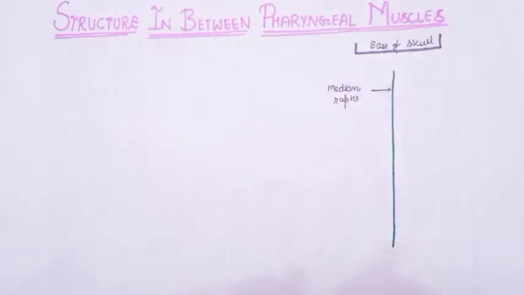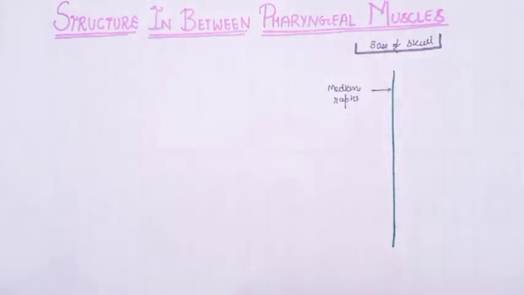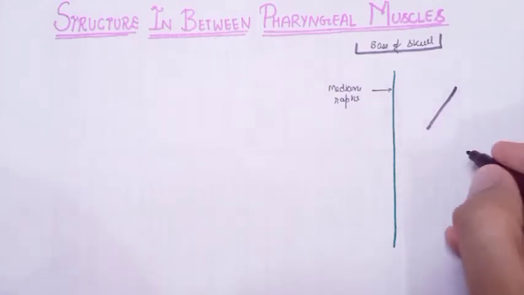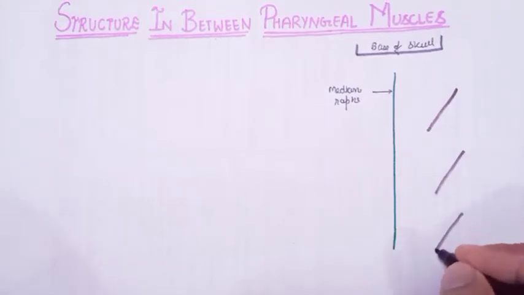As we are viewing the coronal section, all the three constrictors will appear as a single strand of line. So let us draw the superior, middle and the inferior constrictor. Their shape is like that of a cone, so it will appear tilted. This is the superior constrictor, this is the middle constrictor and this is the inferior constrictor.